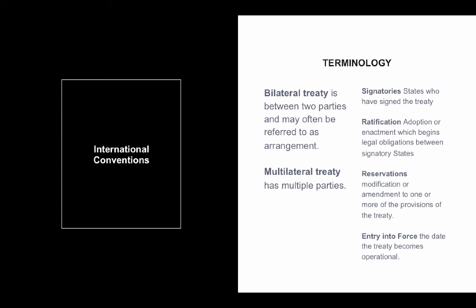In Australia, it can be used to interpret the statutes within Australia. So when a statute or piece of legislation is ambiguous, that ambiguity can be resolved by adopting an interpretation that is consistent with Australia's international legal obligations.